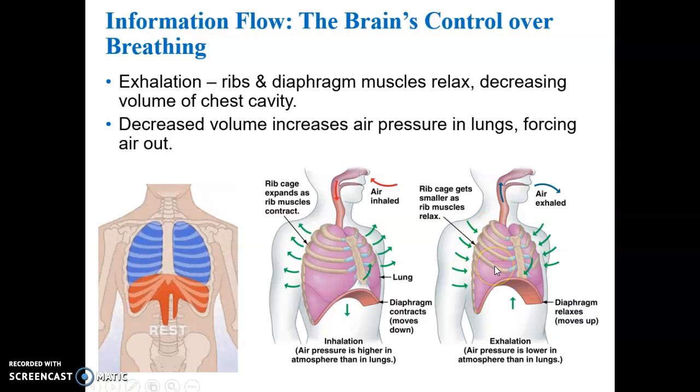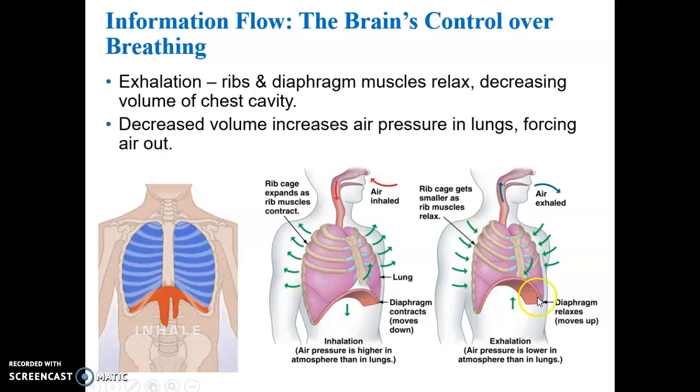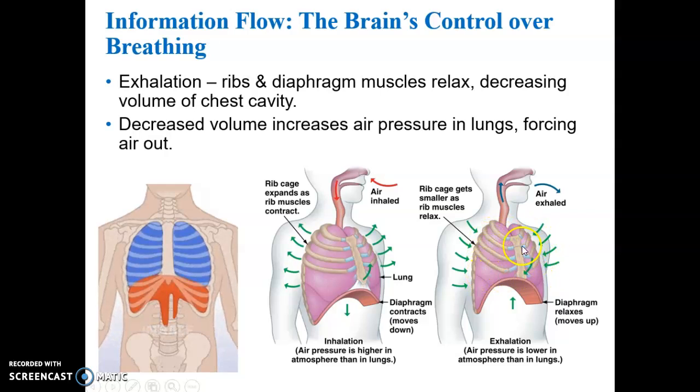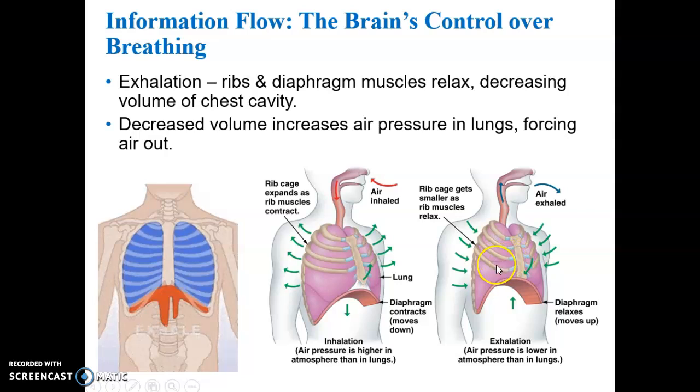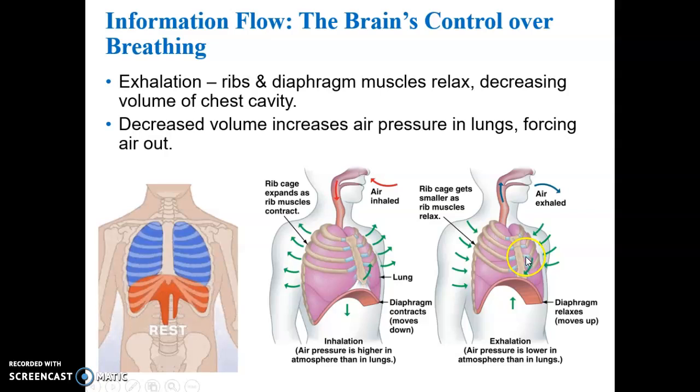When the ribs drop and the diaphragm moves up, because the muscles that move the ribs and the diaphragm, which is a muscle, relax, that decreases thoracic volume and decreases lung volume. That increases air pressure in the lungs versus the external air pressure, and that moves the air out.